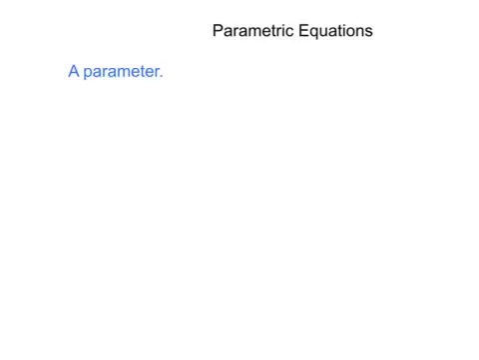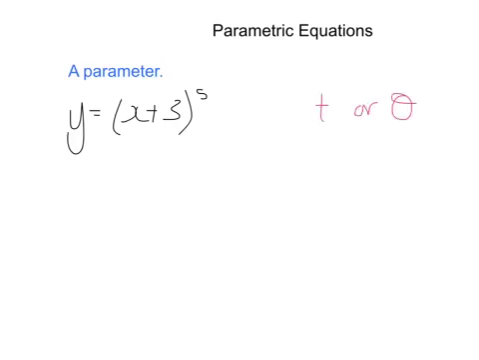Parametric equations are really useful for seeing equations in a new way and hopefully being able to manipulate them in a way that you couldn't if you kept them in their normal form. So what we do with a parametric equation is, when we are given a function or equation, something like y equals (x plus 3) to the power of 5, we introduce a new variable. Sometimes we call it u, v. Most commonly in parametric equations, though, we use either t or theta.